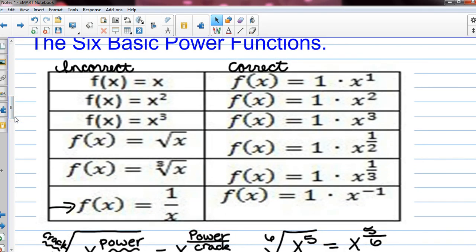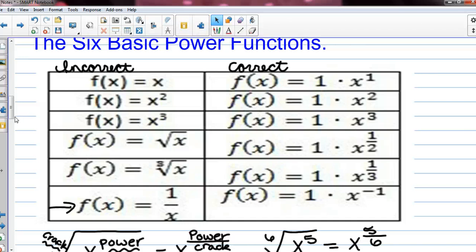The 6 basic power functions are below. You do need to have this table in your notes. The left side is the way it will probably be given to you. The right side is the correct way. So if you notice where it says f of x equals the square root of x, you would convert that into f of x equals x to the 1/2. And that's because it's a power function, so it needs to have an exponent.